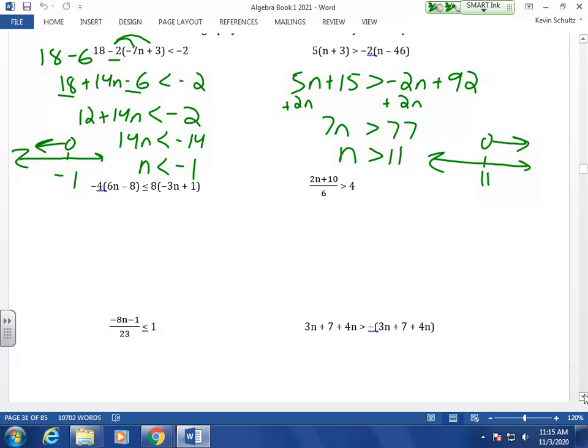So the next one, we get n is no solution. The reason why is when you distribute, you get negative 24 n's on both sides, and then the inequality that we get is not true. So no solution there. The fourth one, we get n is greater than negative 1. So open circle at negative 1 going to the right.